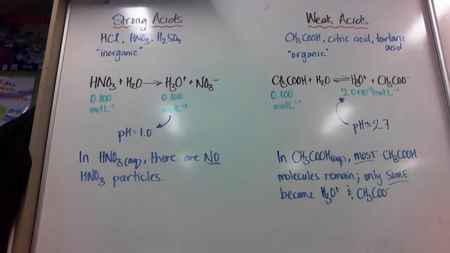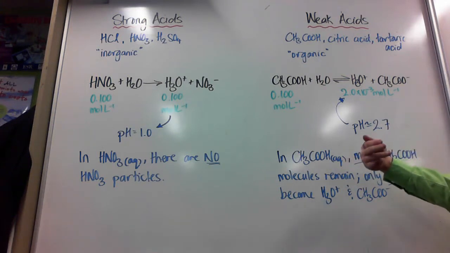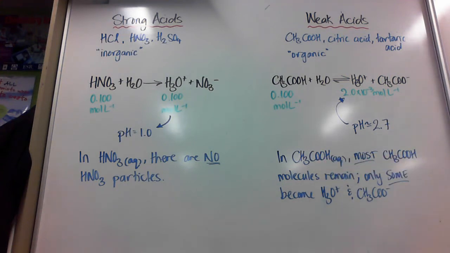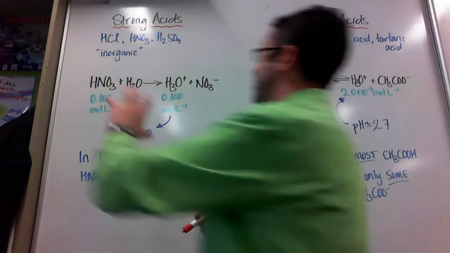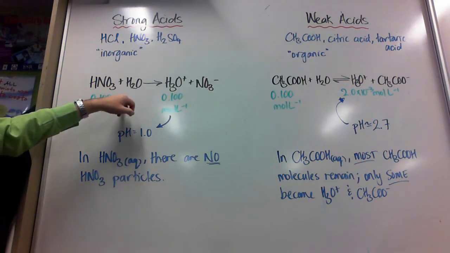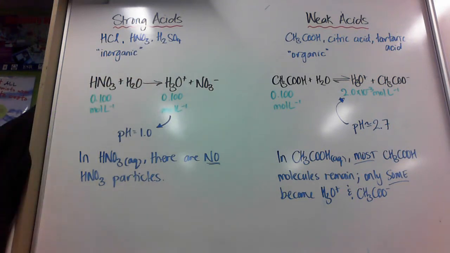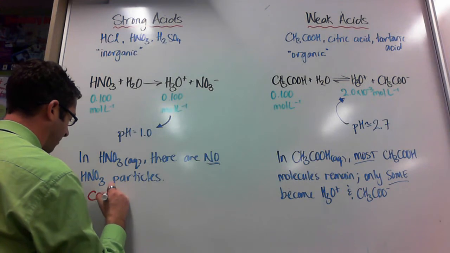Okay, so I've just said there, in aqueous, so the AQ means dissolved in water, so it's a solution. In a solution of ethanoic acid, most of those molecules remain. They don't actually break apart, they don't dissociate is the word we use there. Only some lose the hydrogen to become hydronium, and become the conjugate base ethanoate. The words we use here is we say that strong acids completely dissociate. That's why it's an arrow, not an equilibrium. Completely dissociate.